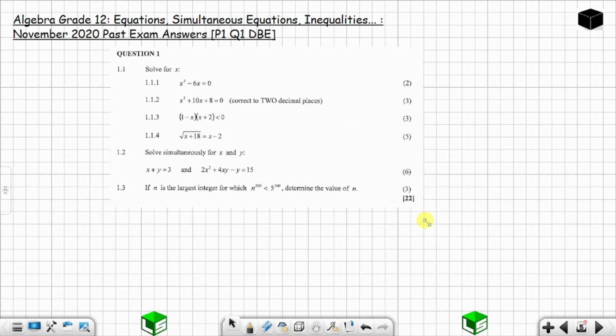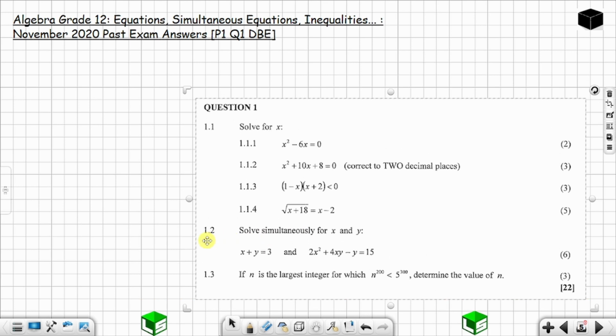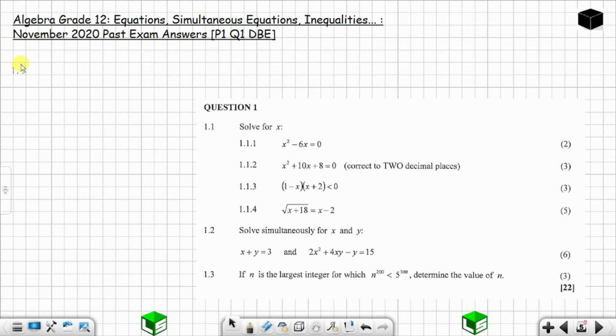So the next question is 1.3. We did 1.2 in the previous slide. Now it's 1.3. If n is the largest integer for which n to the power of 200 is less than 5 to the power of 300, determine the value of n. The question is 3 marks.